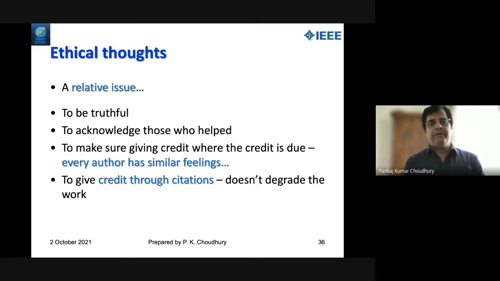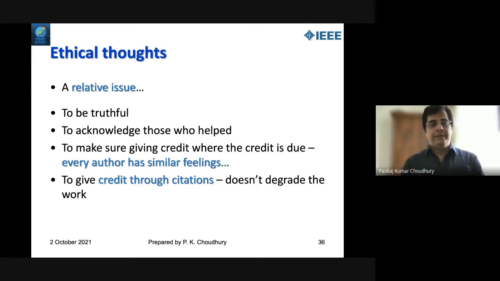Make sure to give credit where the credit is due, because every author has a similar feeling. If you do not give credit to others, maybe others whom you helped also may not give enough credit to you. Then it will be painful for you. You should not feel pained by the same, because you did the same earlier. So it is the aftermath of what you did before. So better to make sure to give credit where the credit is due.